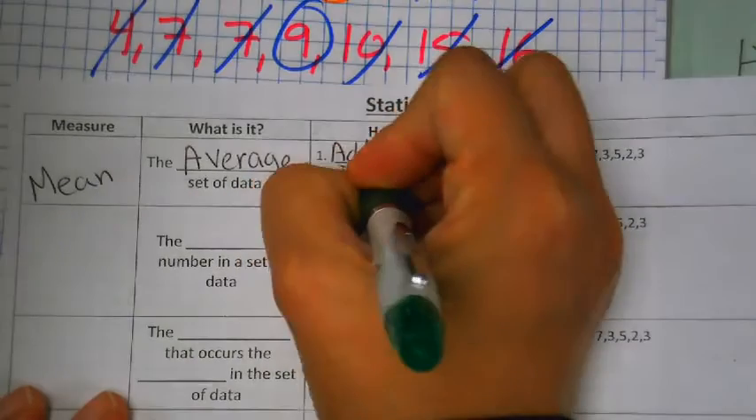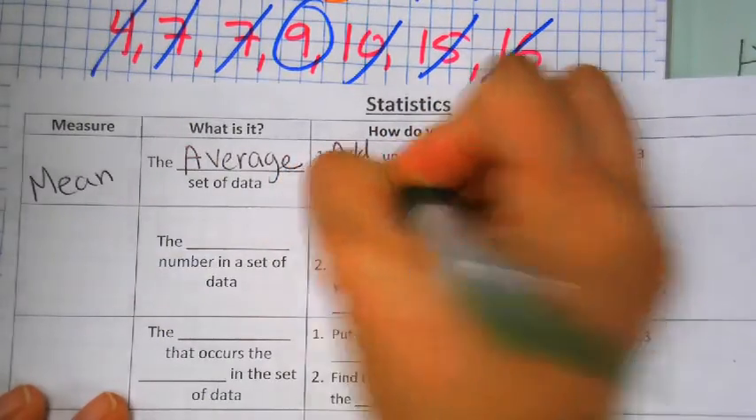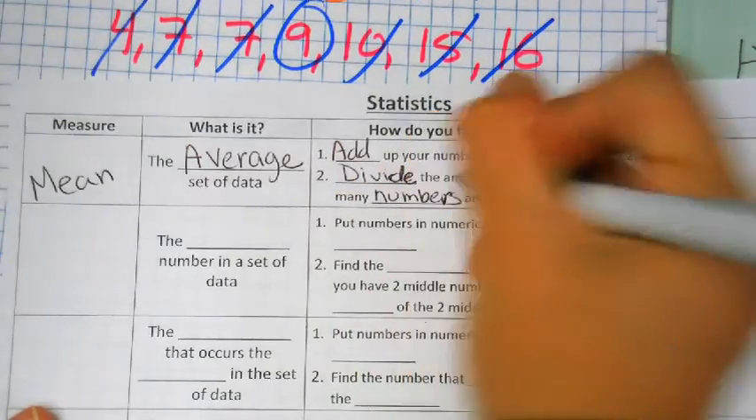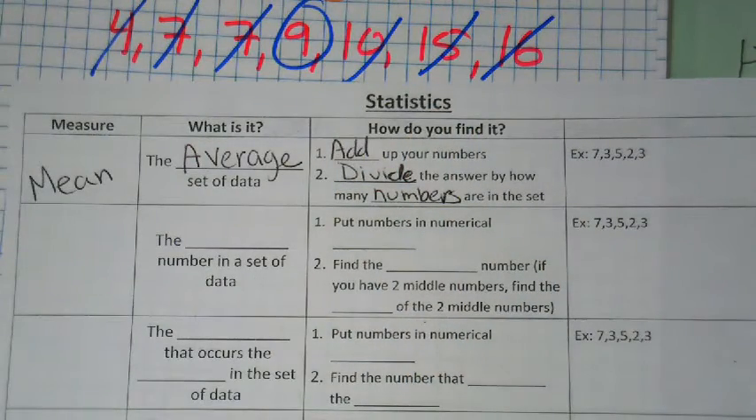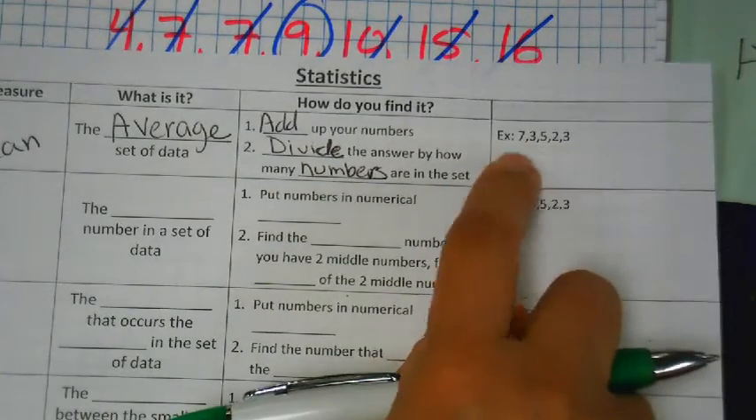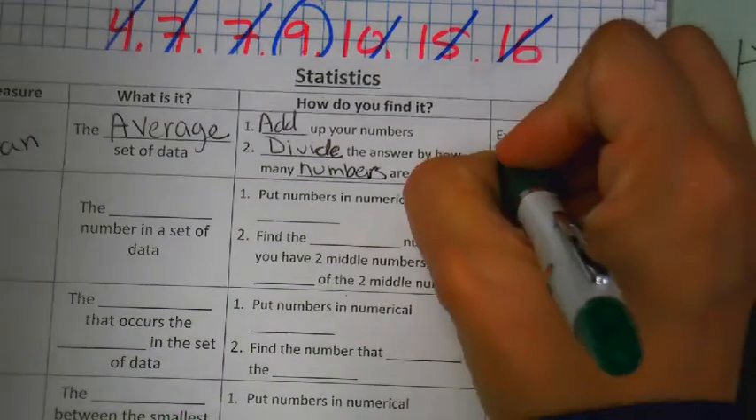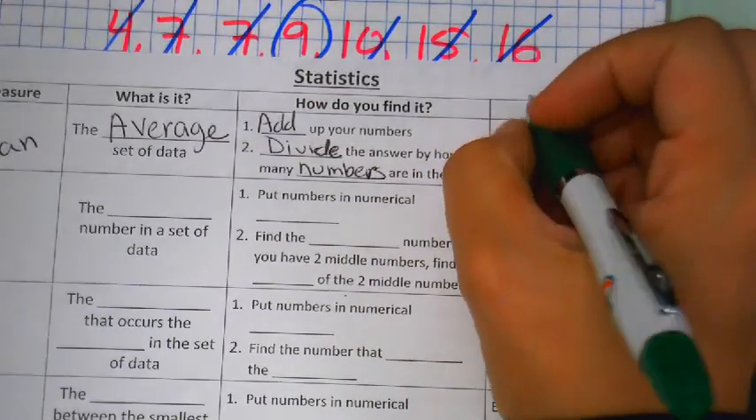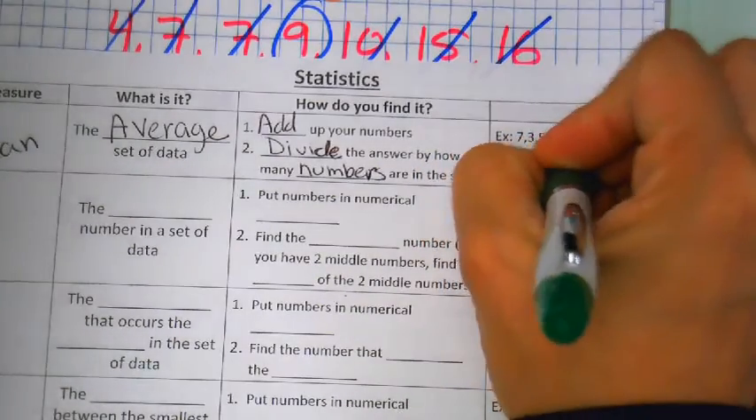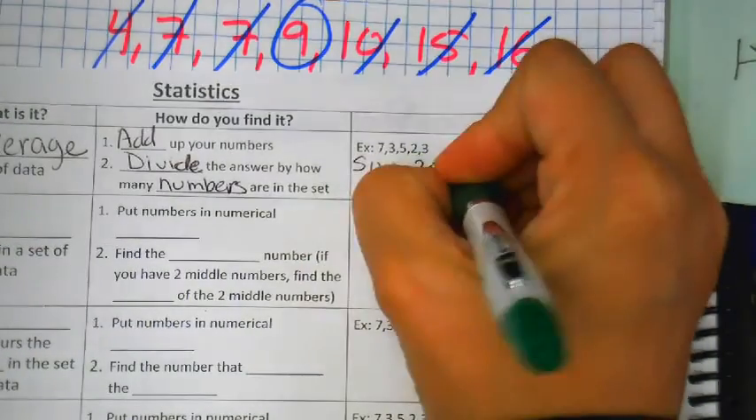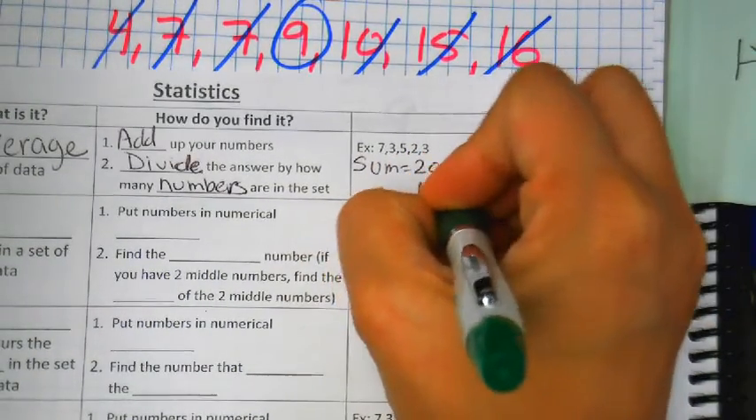Then divide the answer by how many numbers are in the set, right? So first you add, you find the sum, and then you divide by how many numbers you have. Here's our example. What do we get when we add this? 20. Very good. So the sum is 20. Am I done? No. Divide by 5. So 20 divided by 5 is 4. That means the mean equals 4.